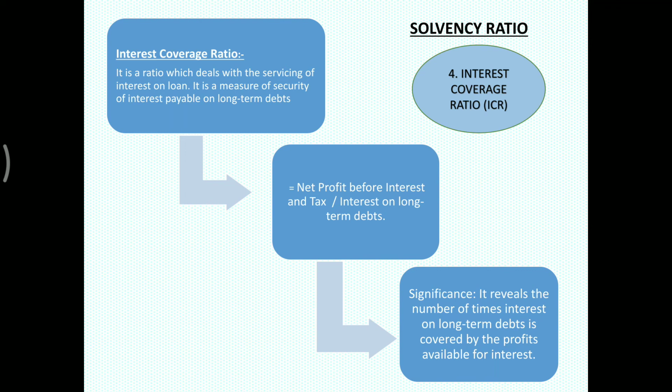But in a different situation, you can say net profit before interest and tax is 12,000 and interest required to be paid by the firm is 10,000. So you can say 1.2 times. It means the lender of the company is also at risk. It may be possible that in a short time the company will not be able to pay its interest easily.